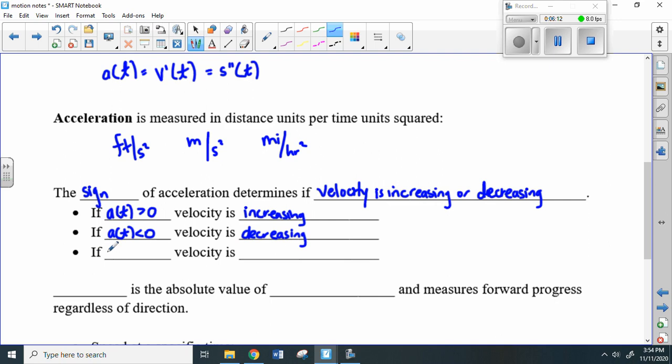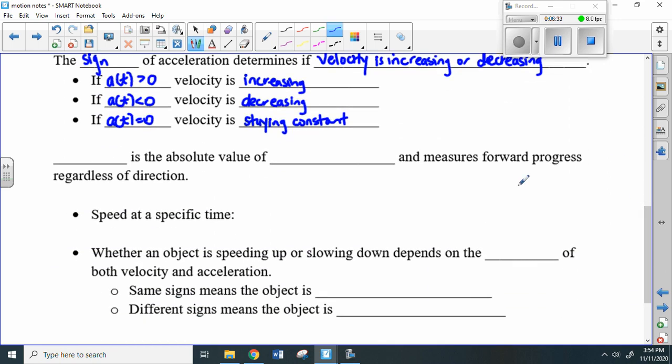And of course, last but not least, if acceleration is 0, that means velocity is not increasing or decreasing. But that doesn't mean it doesn't have velocity. It just means that the velocity is staying constant. Okay, it's not increasing or decreasing.